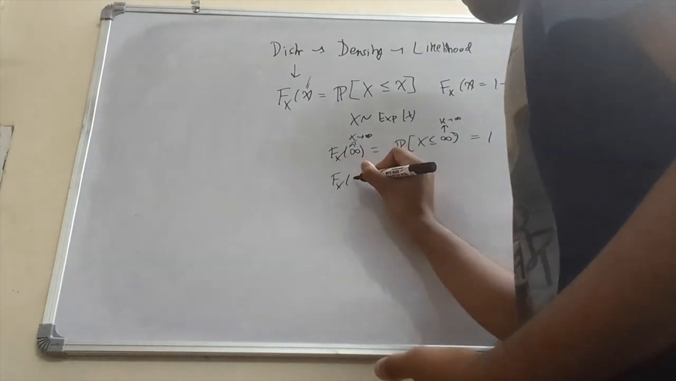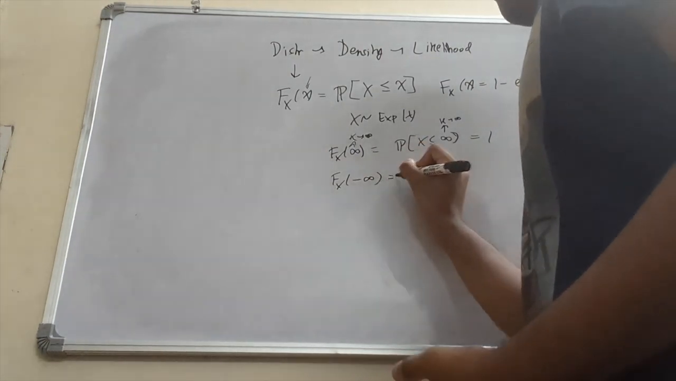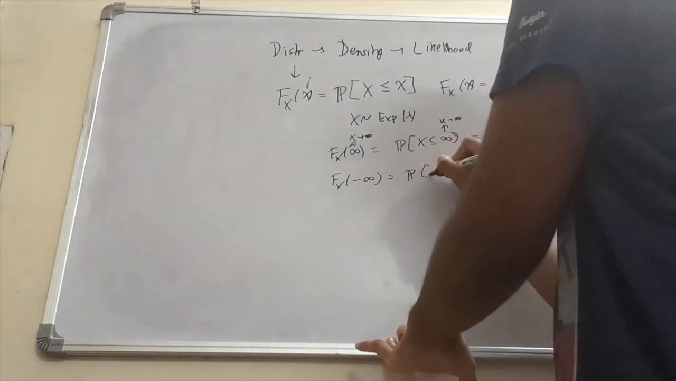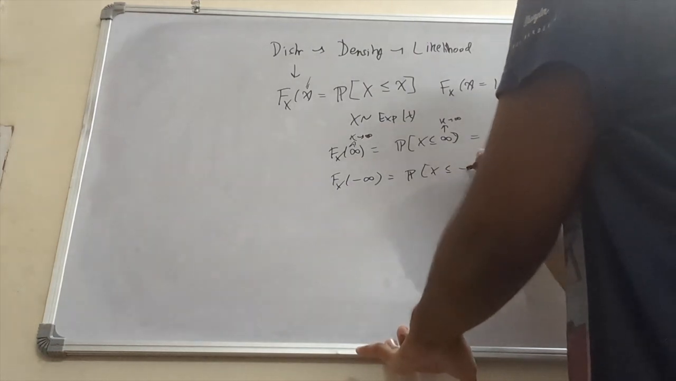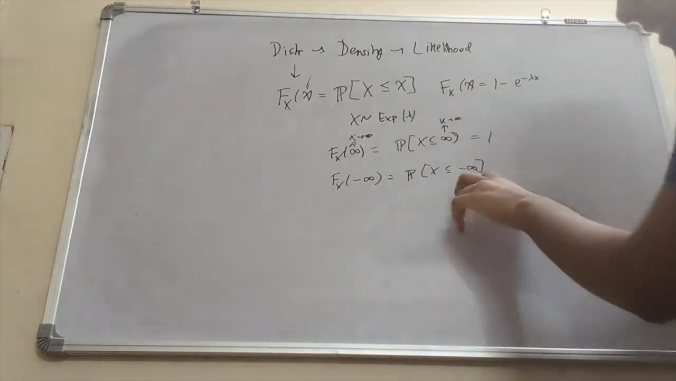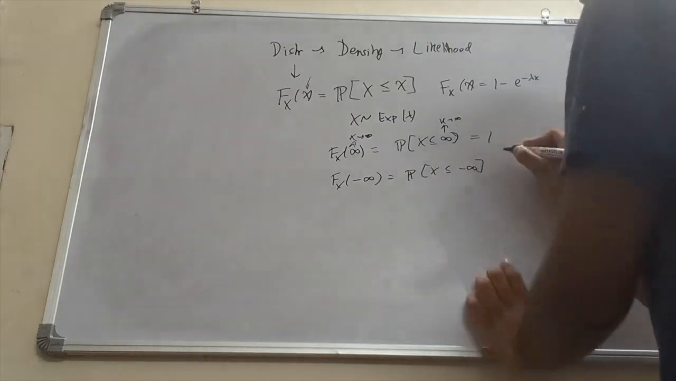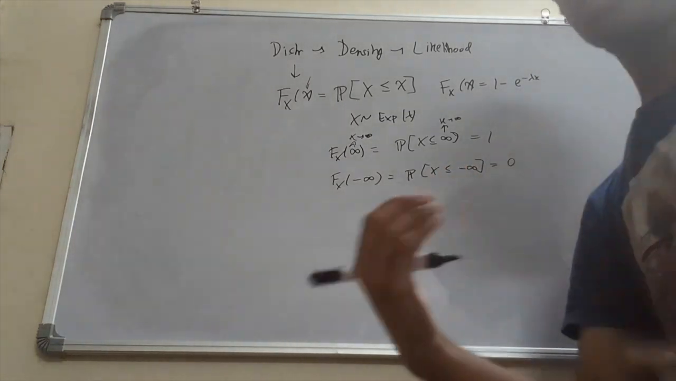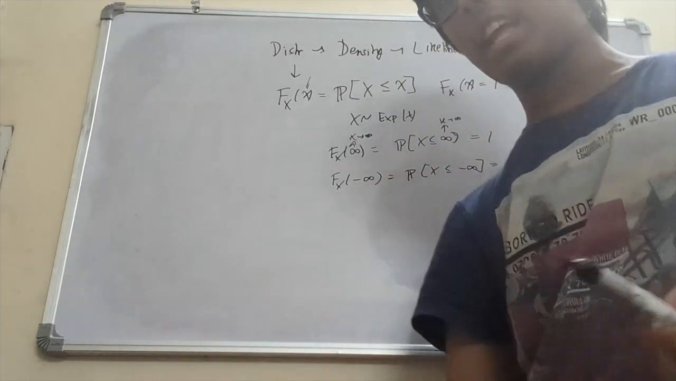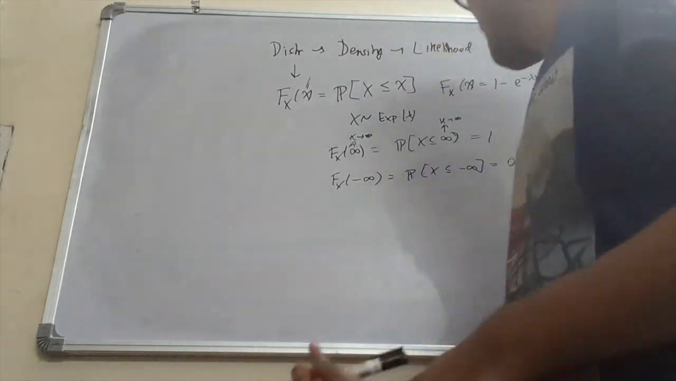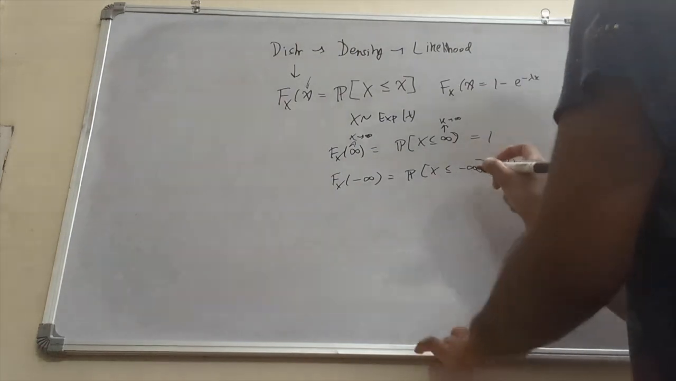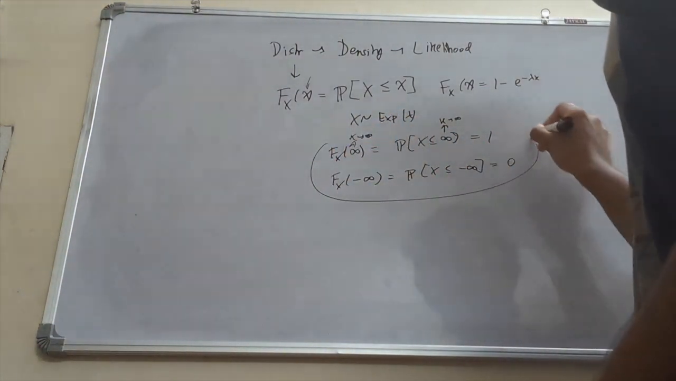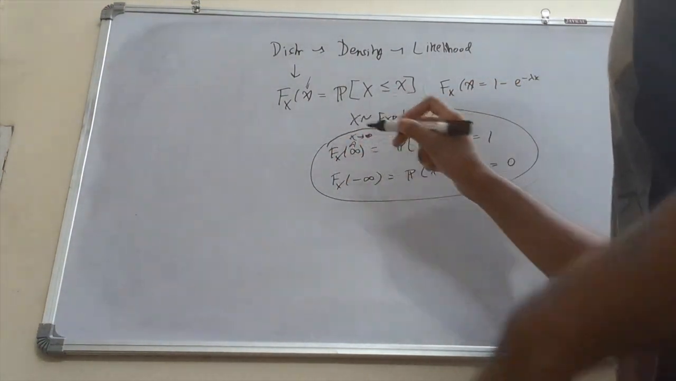Similarly, F_X(x) as x tends to minus infinity is the probability that X is less than or equal to x as x tends to minus infinity. That would be equal to 0, because there are no real numbers which are less than every other real number. These are two of the three major properties.